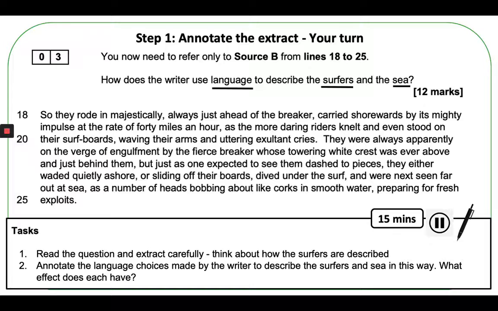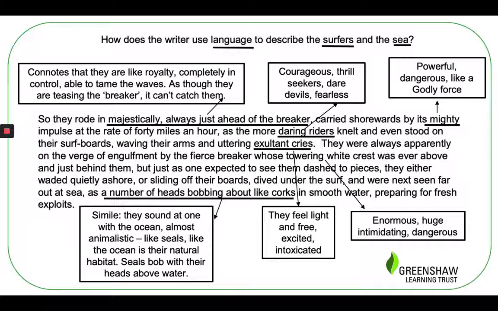Okay, let's compare your ideas with mine. This is what I came up with. To me, the way they're described as majestically, always just ahead of the breaker, the wave, connotes that they are like royalty. They're completely in control. They can tame the waves. And it's almost as if they're teasing them because the waves can't catch up. Describing the sea as mighty gives me connotations of it being powerful, dangerous, like a godly force.